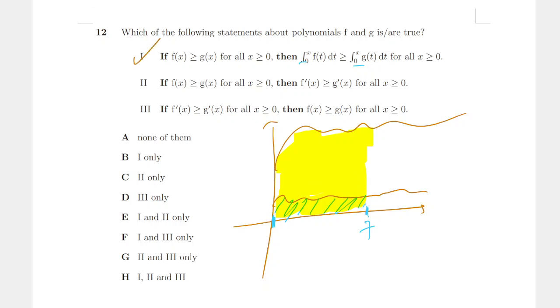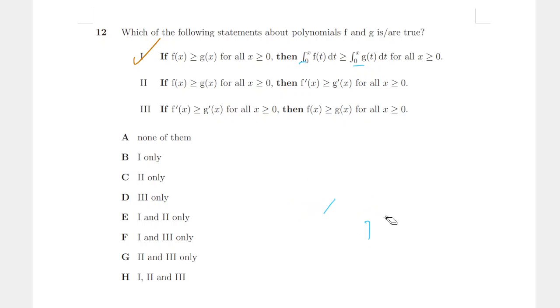Okay, how about 2? If f(x) is greater than or equal to g(x) for all x greater than or equal to 0, then the gradient f'(x) is always greater than or equal to g'(x) for all x greater than or equal to 0. Okay, is that true? So let's have a think. Let's try to draw a couple of things and see what happens. Let's use quadratics and linear functions, because that's easier to deal with. So f(x) greater than or equal to g(x). Let's use a quadratic which bounds the line from above, for example, like this. So the quadratic is always above the line.